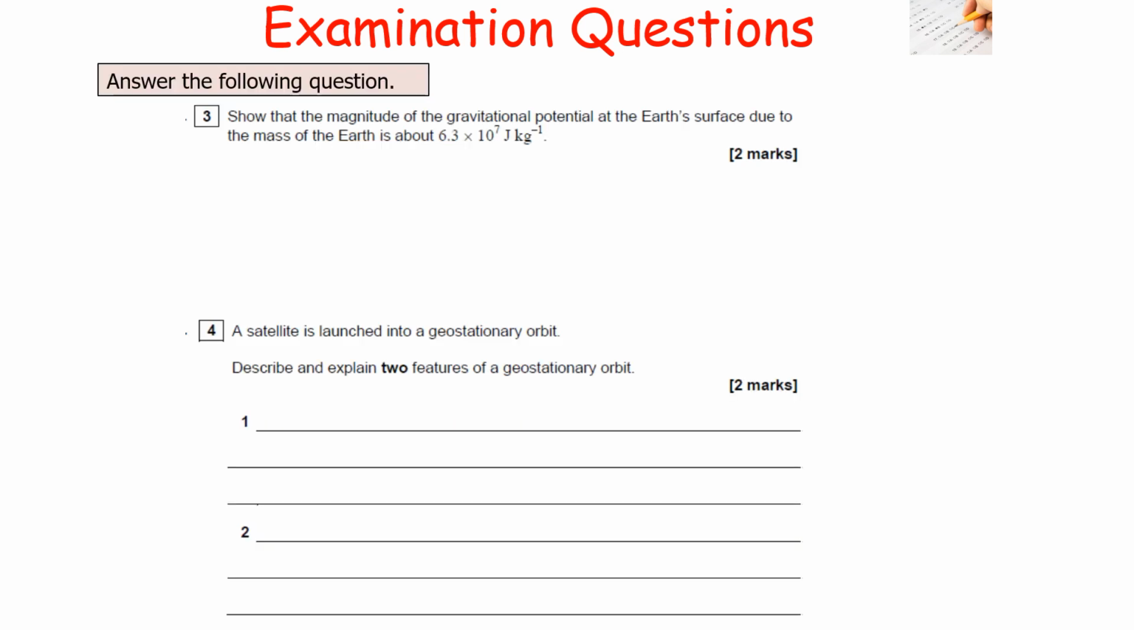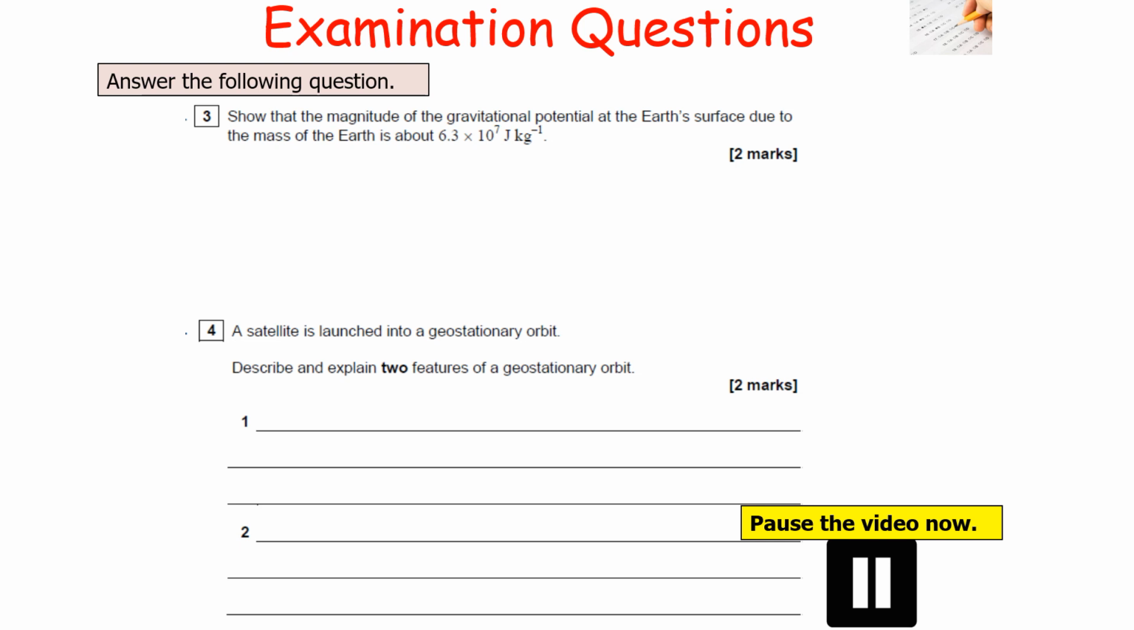The next question says, show that the magnitude of the gravitational potential at the Earth's surface due to the mass of the Earth is about 6.3 times 10 to the 7 joules per kilogram. Then a satellite is launched into a geostationary orbit. Describe and explain 2 features of a geostationary orbit. So pause the video now, then unpause the video when you want to go through your answer.